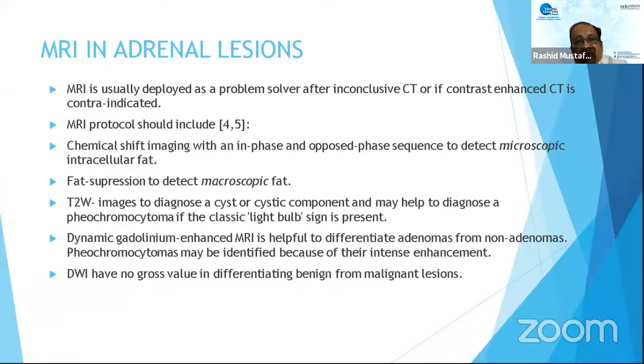MR in adrenal lesions is used as a problem solver after an inconclusive CT scan or if contrast enhanced CT is contraindicated. The MR protocol should include chemical shift imaging with in-phase and out-of-phase sequences to detect intracellular fat, a fat suppressed sequence to detect macroscopic fat, and T2 images to diagnose cystic components, and may help in diagnosing pheochromocytoma because of the classic light bulb sign.